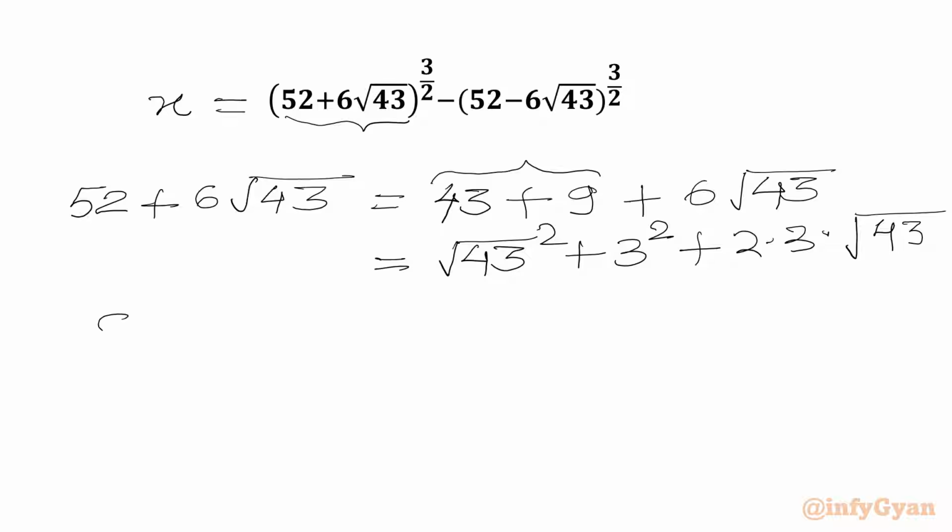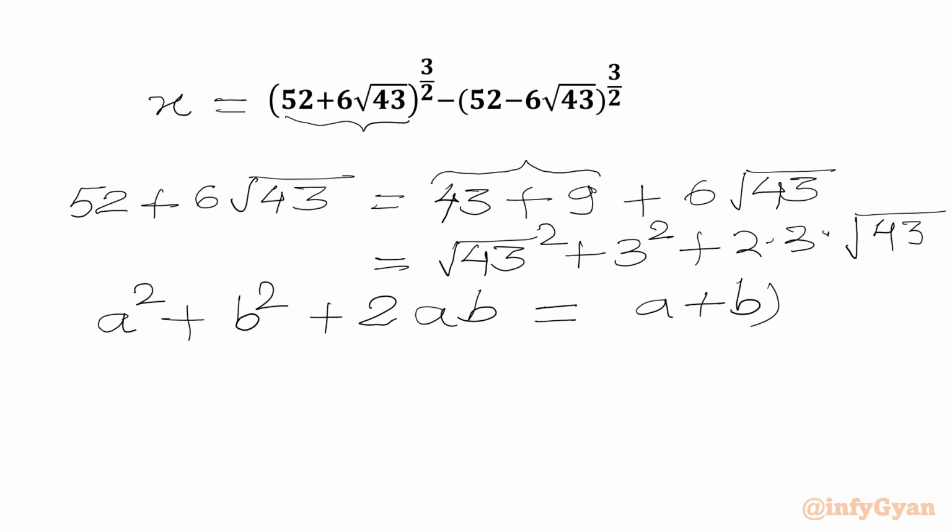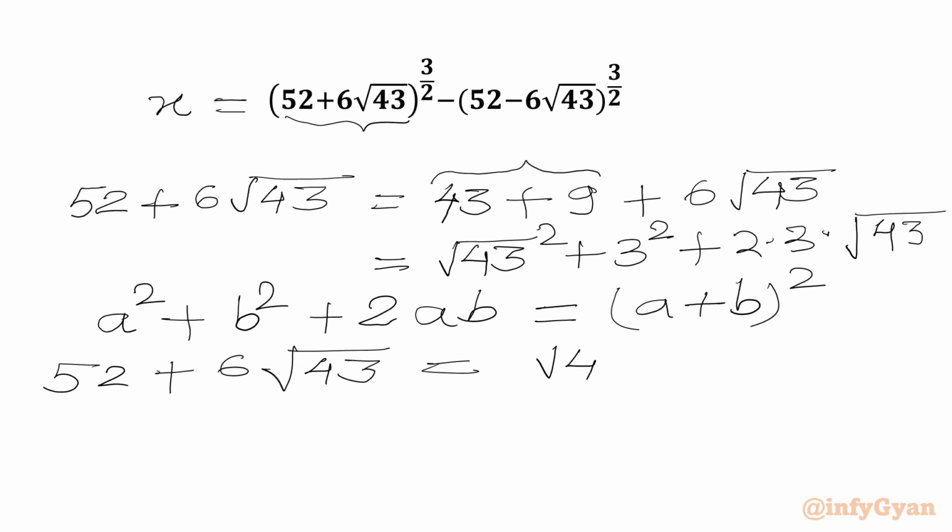Recalling one algebraic identity, a square plus b square plus twice ab, in this place we can use (a + b) whole square. So I can write 52 + 6√43 equal to (√43 + 3) whole square.